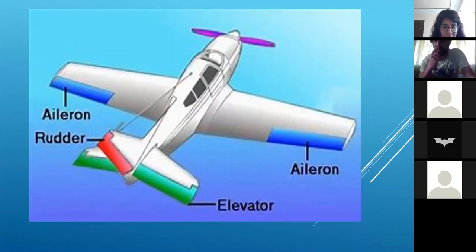The ailerons help the plane bank left and right. The elevators help the plane pitch up and down, and the rudder helps the plane turn left and right. Is that clear, everyone? Yes. What's the difference between banking and turning? Yeah, so I'll get to that in a bit.